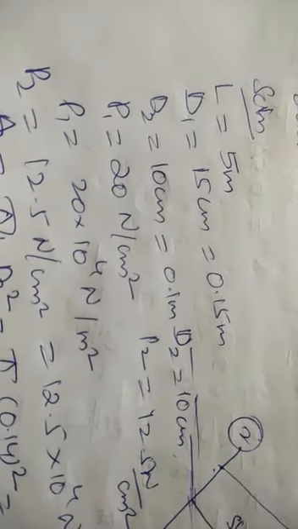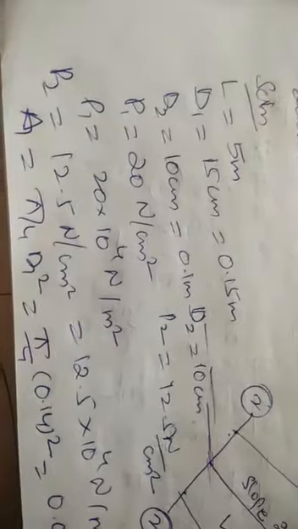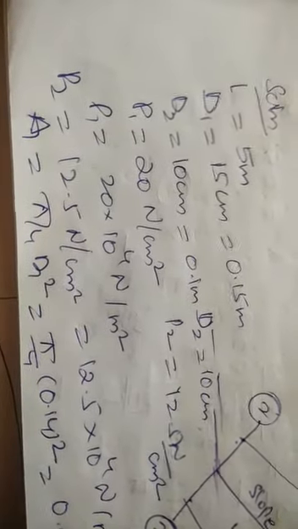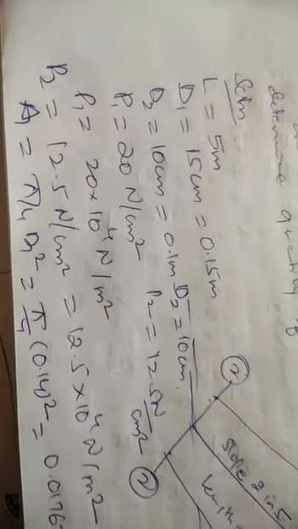Then P1 is 20 Newton per centimeter square. Convert that into Newton per meter square. P2 is 12.5 Newton per centimeter square. Convert that into Newton per meter square. From that you'll get area A1 as pi over 4 of D1 square. Similarly, you'll get A2 as pi over 4 of D2 square.